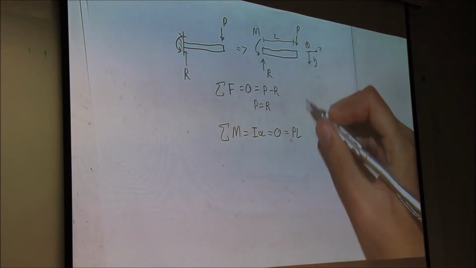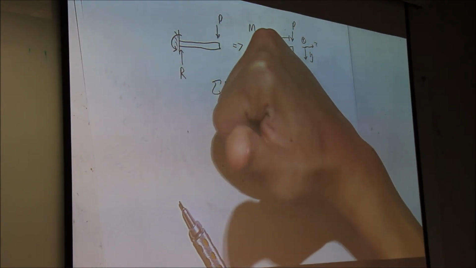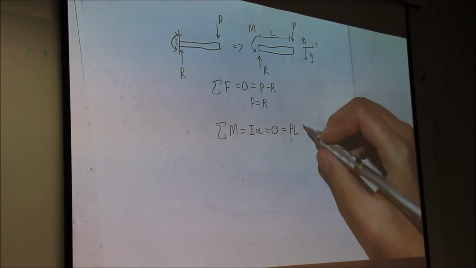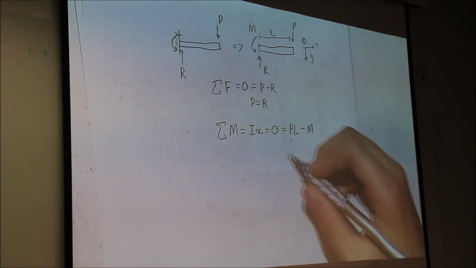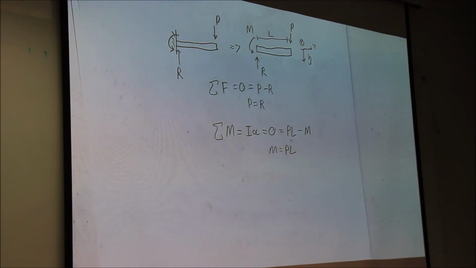We have PL, and then this moment here, we're going to curl it like this, just like in the direction of the arrow. That's going to be negative m, and we know that m is going to equal PL. So I went through a lot of stuff there.